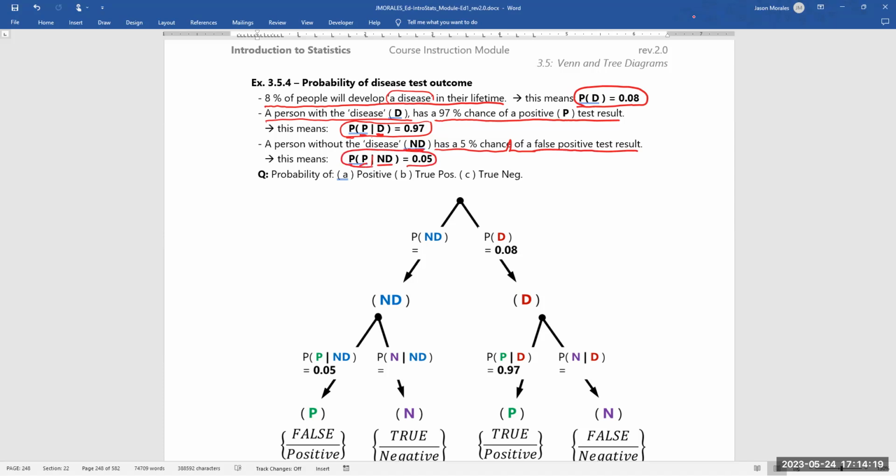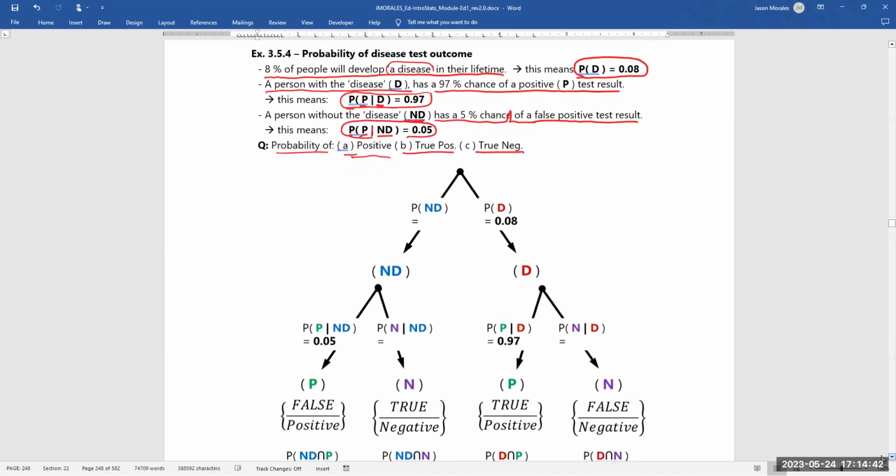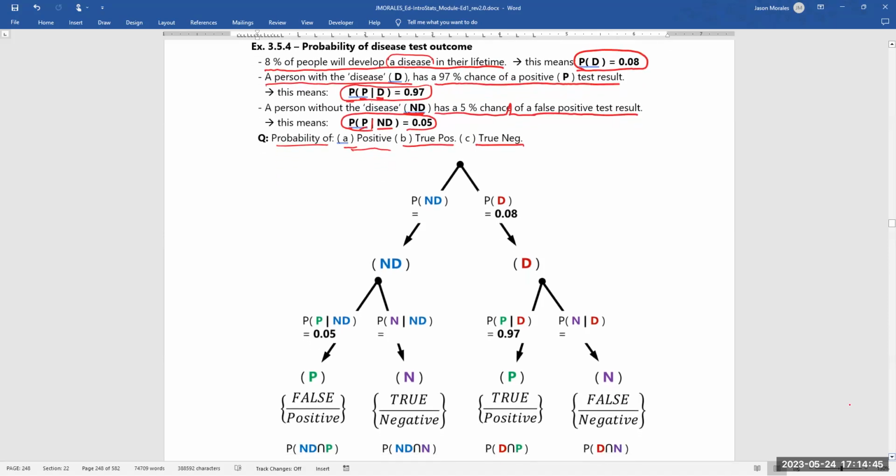So what we want to determine is, given this information, what's the probability of a person being positive with this disease, a person getting a true positive test result, and getting a true negative test result. Down below we've got a probability tree diagram that's already filled in, so let me try and explain how it was filled in.